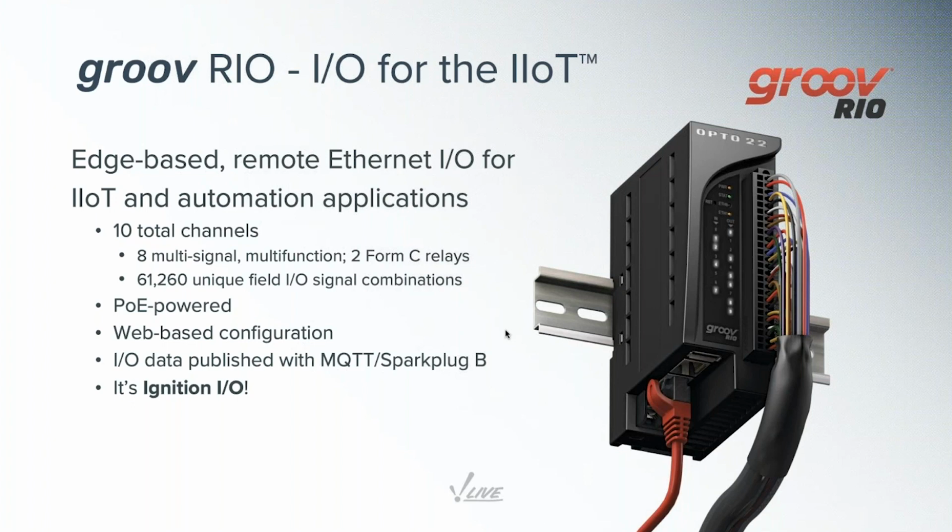groov RIO is indeed edge-based remote Ethernet I/O for IIoT and automation applications. But what makes this product really unique is the channel configuration. It has 10 channels of I/O. 8 of those are multi-signal, multi-function, and then we added in 2 Form C relays. Now, multi-signal, multi-function means analog, digital, inputs, outputs, you name it. And when you do all the math, you get 61,260 unique field I/O combinations from a single device, and that's groov RIO.